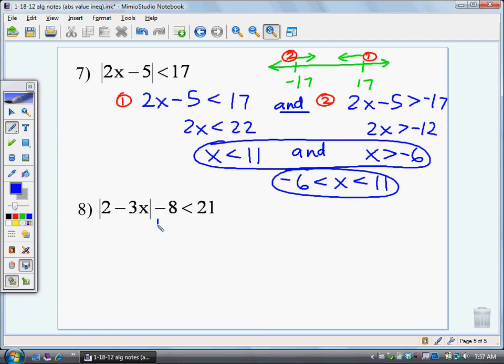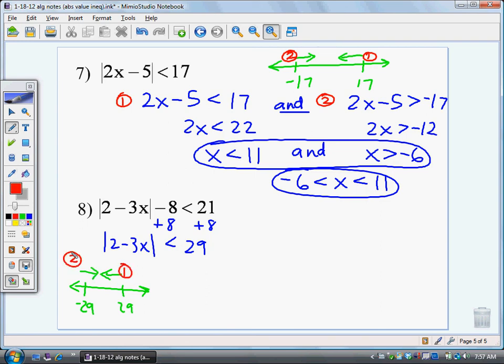And on the last one, we have to, in this case, add 8 first on both sides. Get the absolute value of 2 minus 3x is less than 29. Quick sketch of what this would look like. I'll put this sketch right here because I don't have space. This time it's 29. So we have 29 and negative 29. Absolute values less than that would be to the left of 29, to the right of negative 29. So those would be our two inequalities. The first one would be 2 minus 3x. Number 1 is the arrow going left, so less than 29. Connect with the word "and".